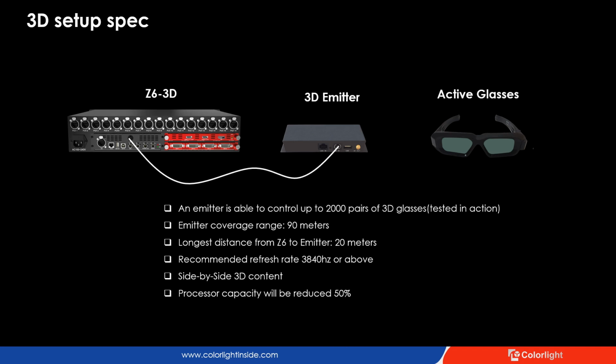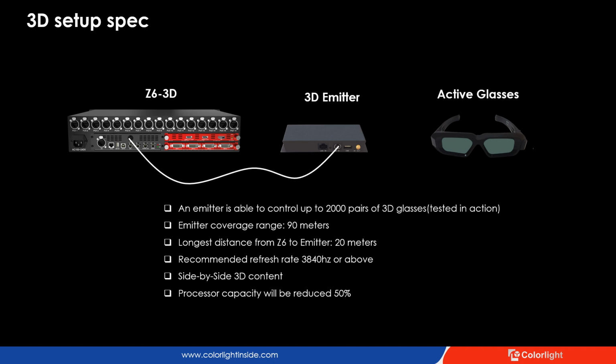First, you need a 3D version Z6 or Z6 Pro, which comes with a 3D AMID and 2 pairs of 3D glasses. Secondly, the recommended refresh rate for your LED wall is 3840 Hz or above. If the refresh rate is lower than 3840 Hz, you might see flickering through your 3D glasses.